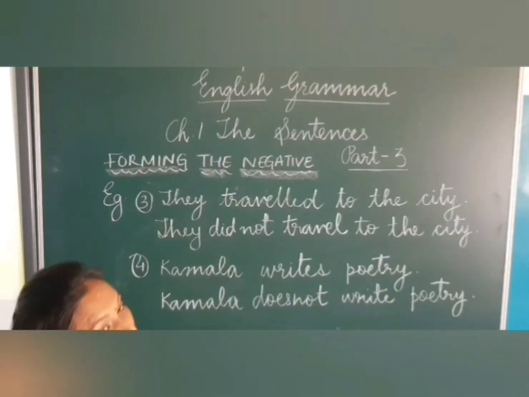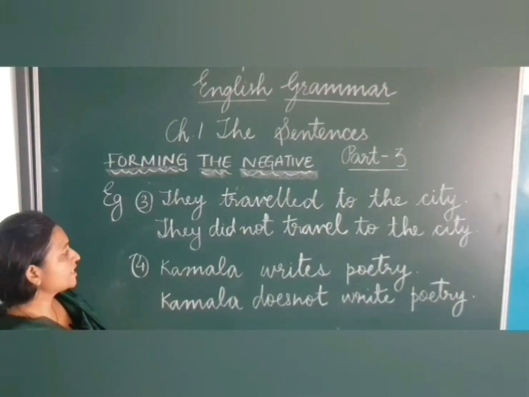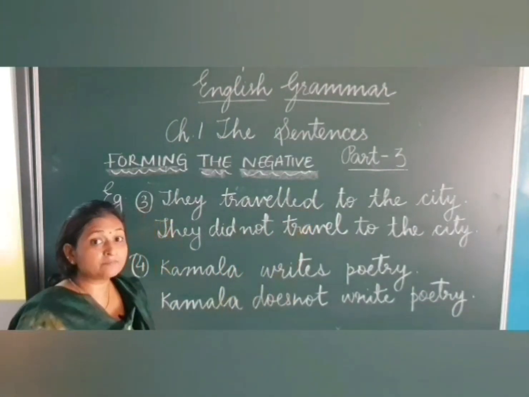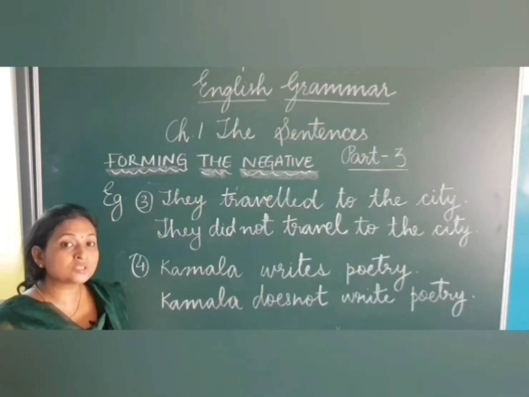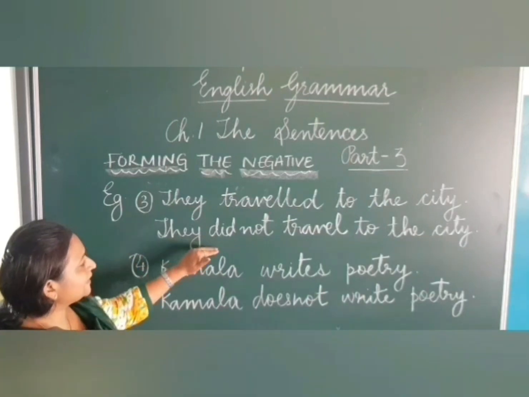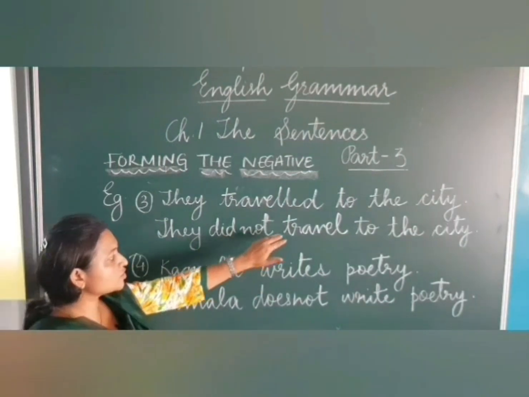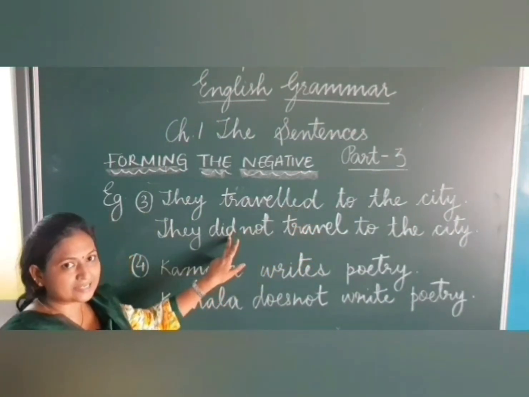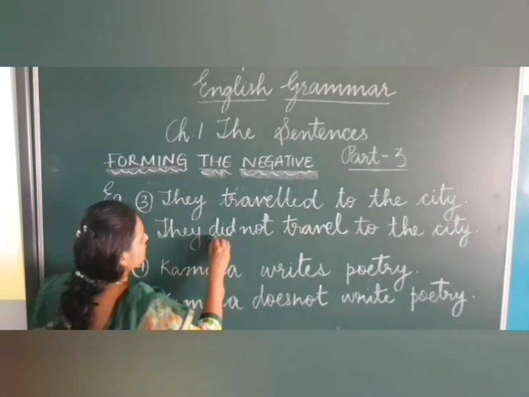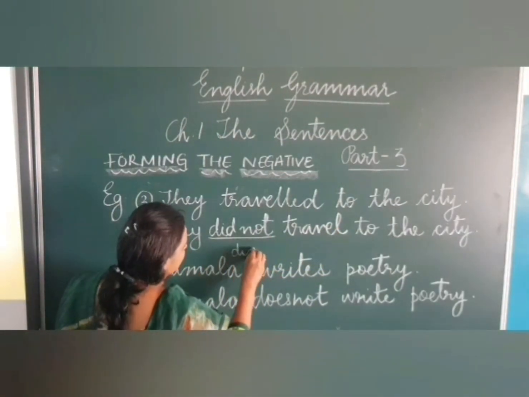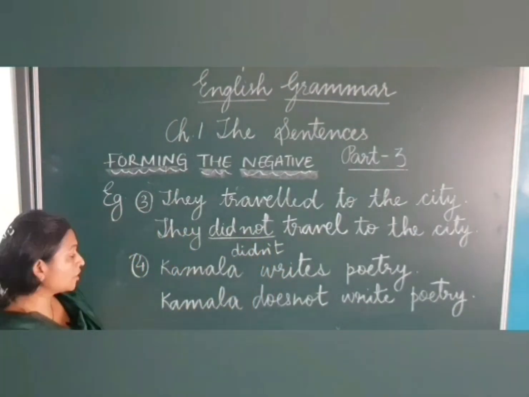Now let's see some more examples. They traveled to the city. Now here ed is there. That means this is in past tense. So when you have past tense, as I've told you before, that you can use did. So they did not. We are making negative sentence, right? So they did not travel. Ed will be removed because did is used. They did not travel to the city. And what is the short form of did not? Didn't. D-I-D-N-'-T. This is the short form of did not.